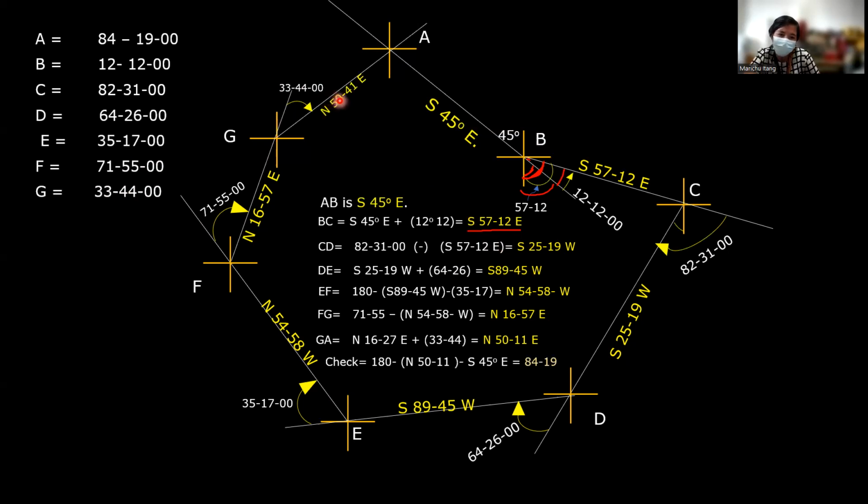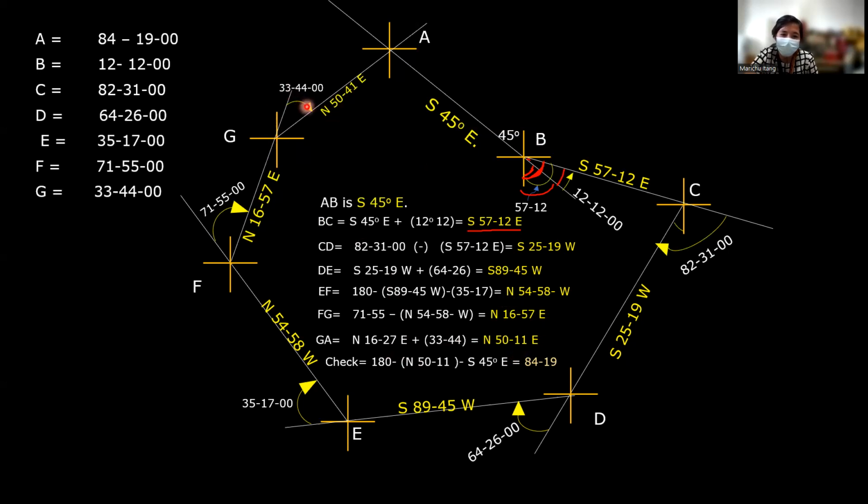So how did you get 50.41? You just add this 33.44 by this angle here. What is this? This is equivalent to this, 1657. So, 1657 plus 33.44, that is north 50 degrees, 11 minutes east.